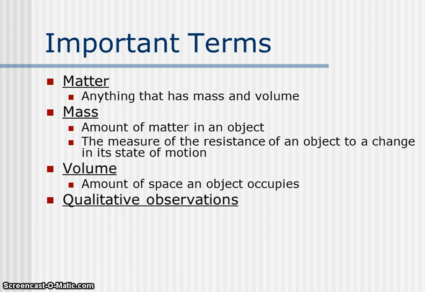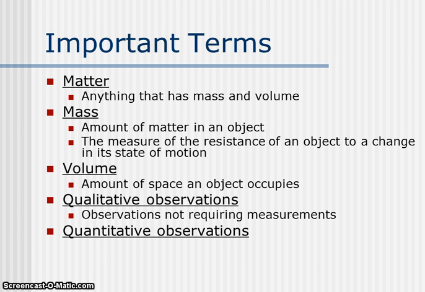Now in lab, we make lots of observations, and we're going to categorize observations in two ways. The first type of observation is called a qualitative observation. Qualitative observations are observations that do not require any kind of measurements. So saying that an object is a liquid, or it's red, or it's warm, are examples of qualitative observations because no measuring devices were used to make them.